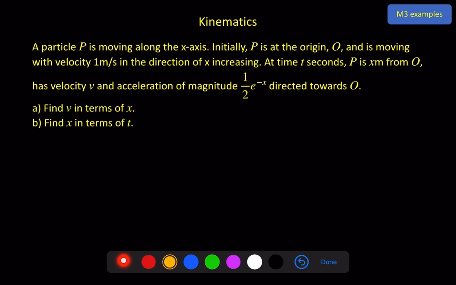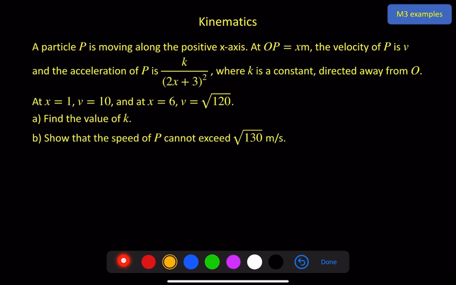Last example before the exam question. A particle P is moving along the positive x-axis again. At OP is equal to x, the velocity of P is v, and the acceleration is k over (2x plus 3) squared, where k is a constant directed away from O. So in this case, we're going away from O, which is where we're moving. So if I take that to be positive, we're okay.